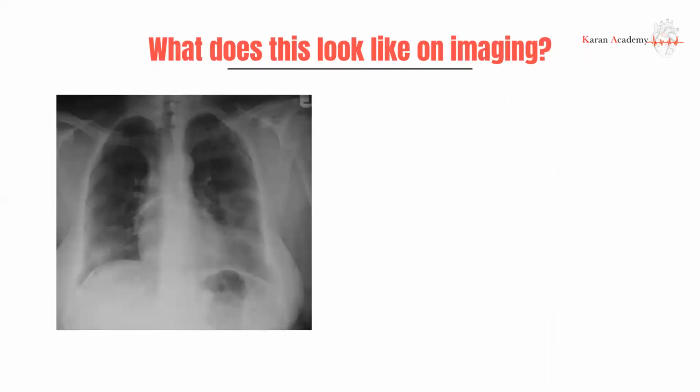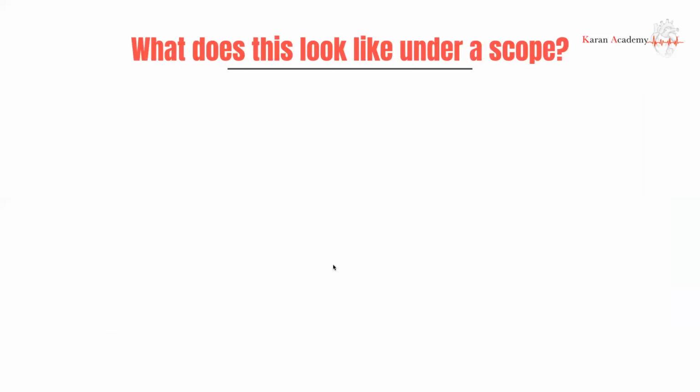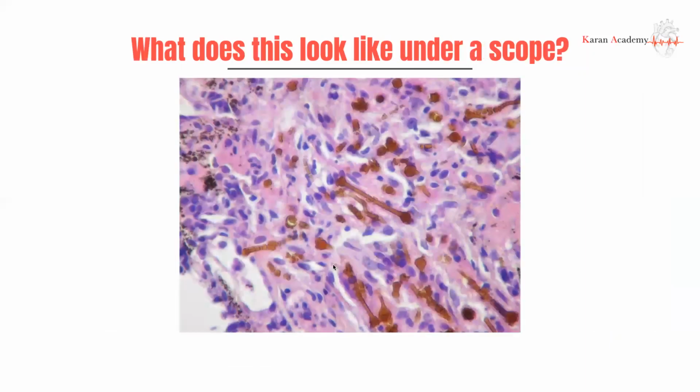And what would this look like on imaging? As you can see, we have our pleural plaques right here, highlighted in green, and these X-rays are taken from AMBOSS. And these are bilateral pleural plaques that you can see. What does this look like under a microscope? You can actually see visible asbestos fibers, which are these fibers you can see here.